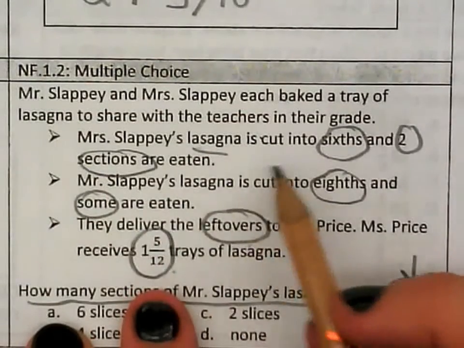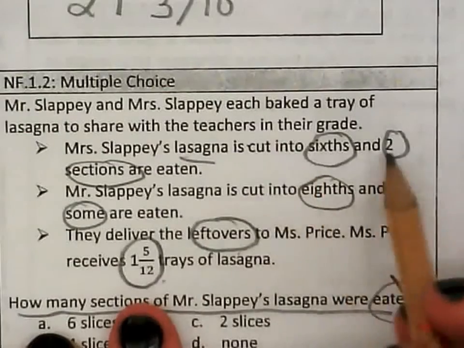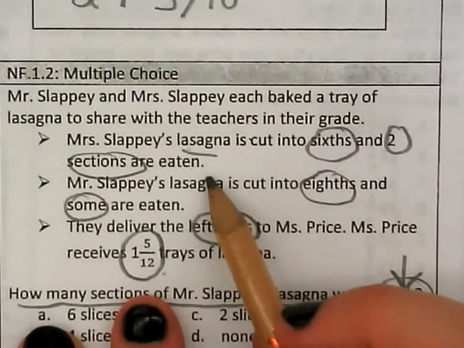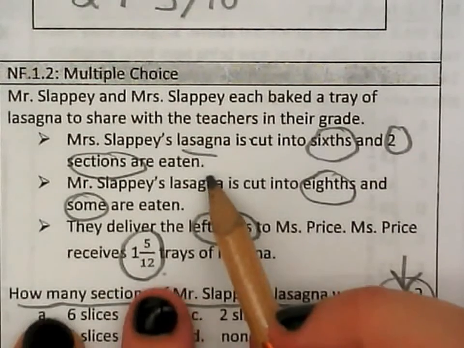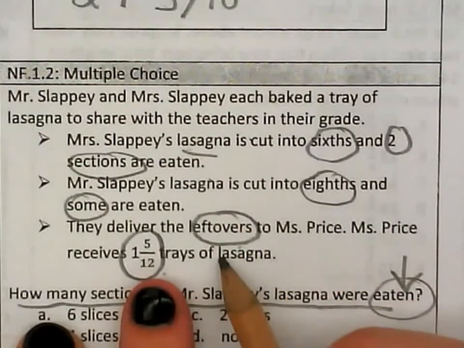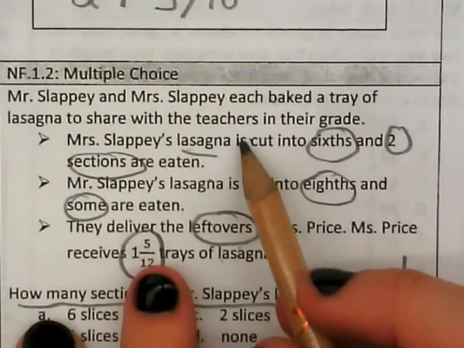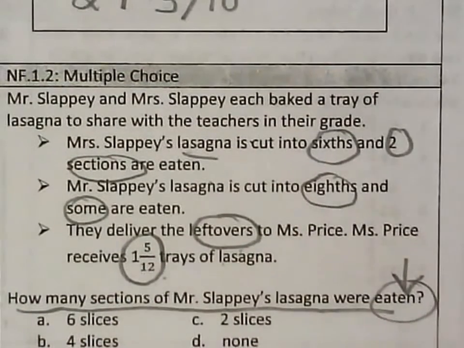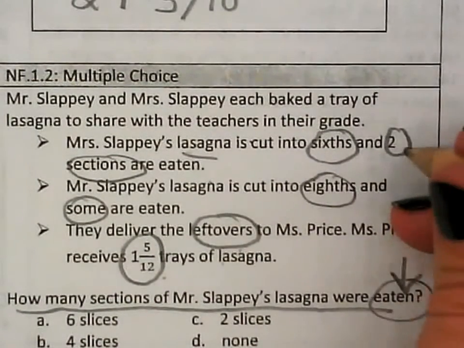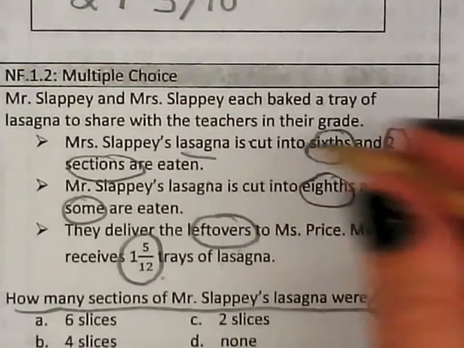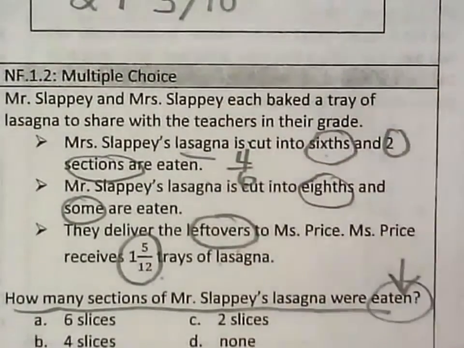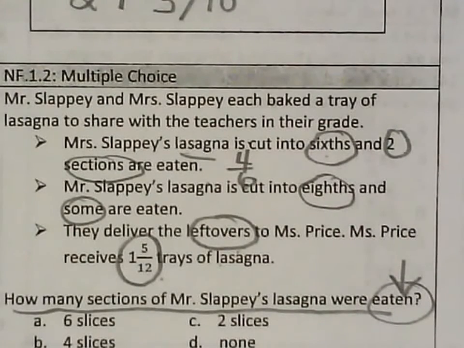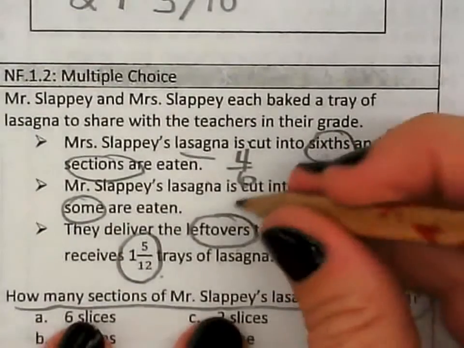However, it says that Miss Slappy cut 6 and 2 were eaten. So while you might think, well, that's 2/6 that were eaten, I need to know how much were left over to add together to equal 1 5/12. So if 2 were eaten out of the 6, that actually means that 4/6 were left over. Now look at Mr. Slappy's. He cuts his into 8s and some are eaten. So I have no clue how much are left over.